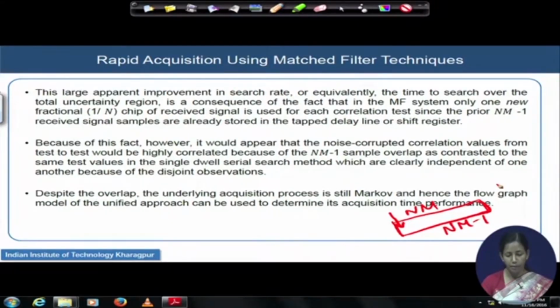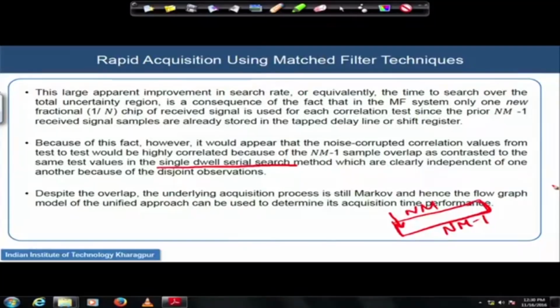So one can argue that the noise corrupted correlated values which were there for capital N into M minus 1 samples will now become highly correlated over the time duration, because they are not changing every time, only one bit is changing. That is not the case with the single dwell serial search technique, where every time you get a completely new set of the incoming signal as well as a new set of the PN sequence.